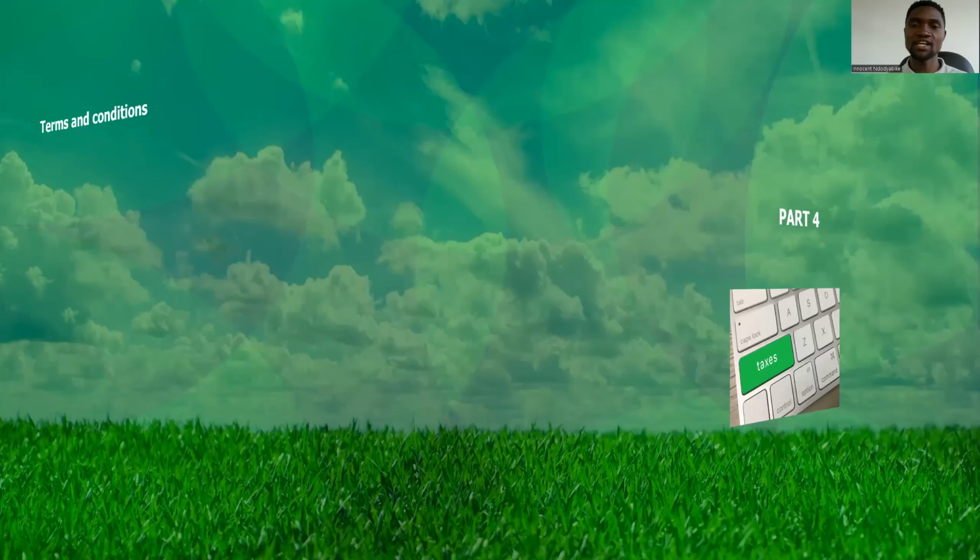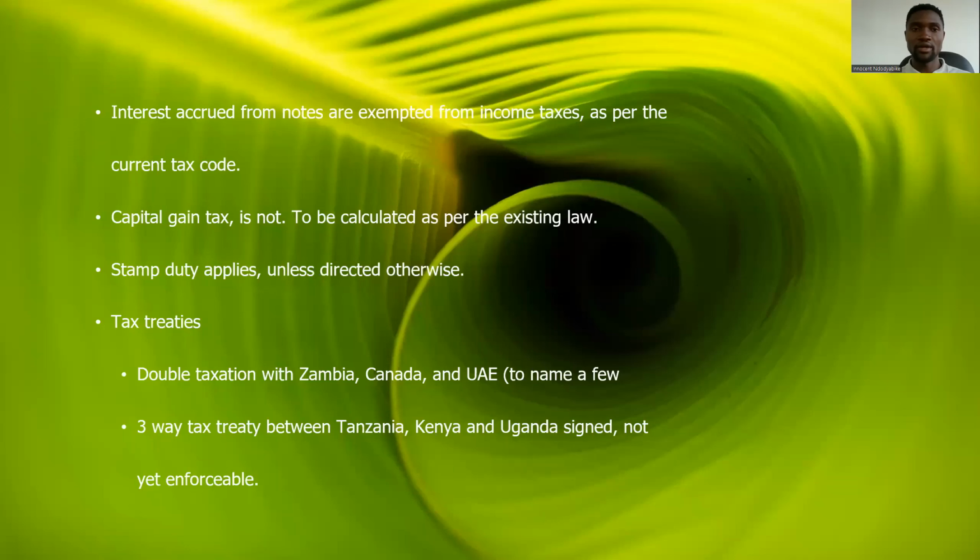So after that, we move to taxes. In terms of taxation, the interest accrued from notes is exempted from income taxes as part of the current tax code. Now, this is specific to the first tranche, the 40 billion and 15 billion green shoe option issue. Depending on the tax code going forward, some of the tranches in the future might attract taxes. So you should know ahead of time that this is an exception. The first tranche is an exception in terms of tax exemptions.